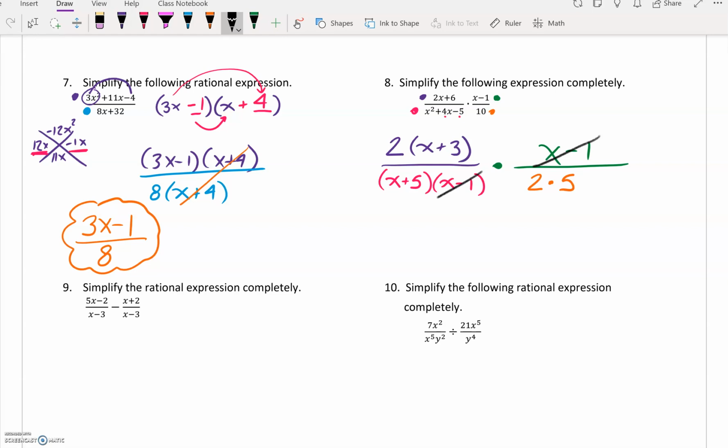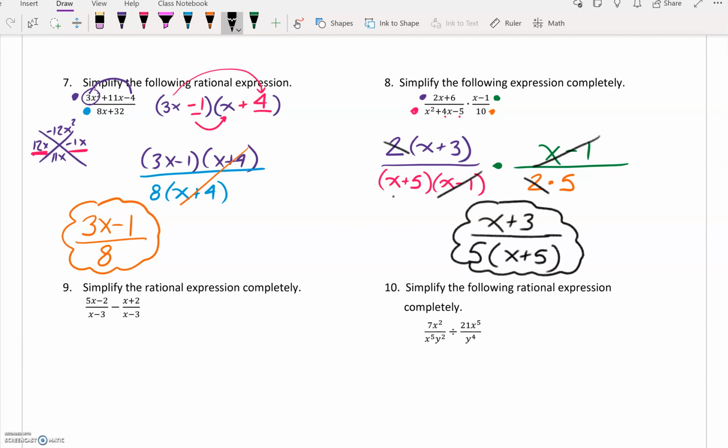And like I mentioned, a 2 and a 10 both have a common factor of 2. So that gets to simplify. Okay, and I am just left with x plus 3 in the numerator. There's nothing else to multiply on top. And then in the denominator, I've got an x plus 5 and a 5. I'm going to go ahead and write the 5 first, but it really doesn't matter. Multiplication is commutative. It doesn't matter what order you do it in. And that would be the simplified version.